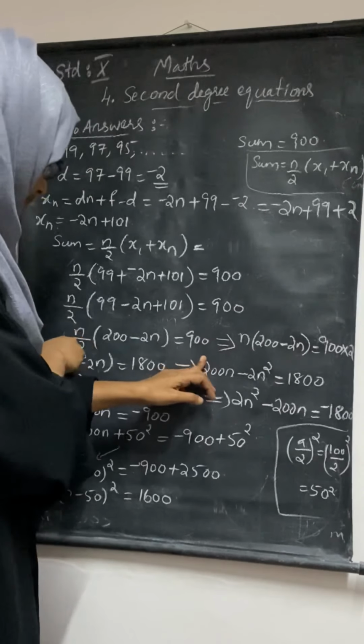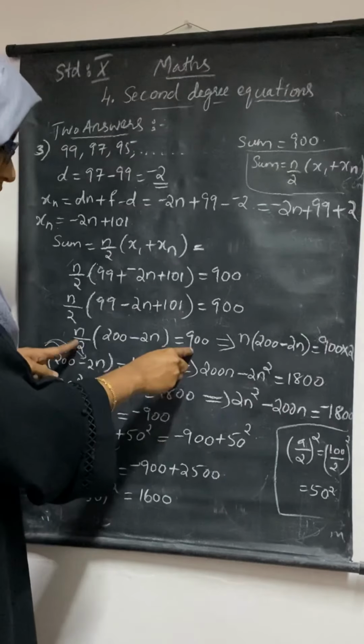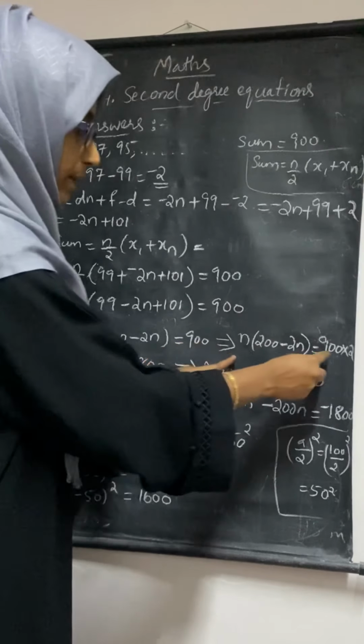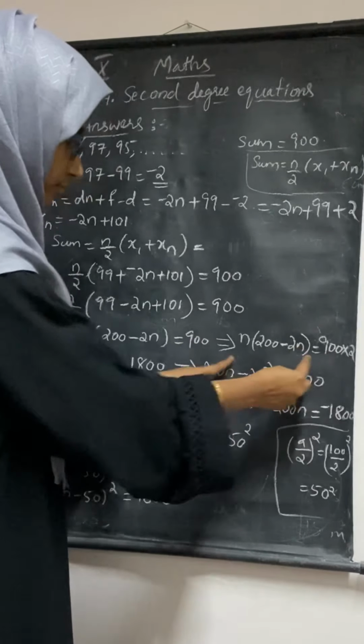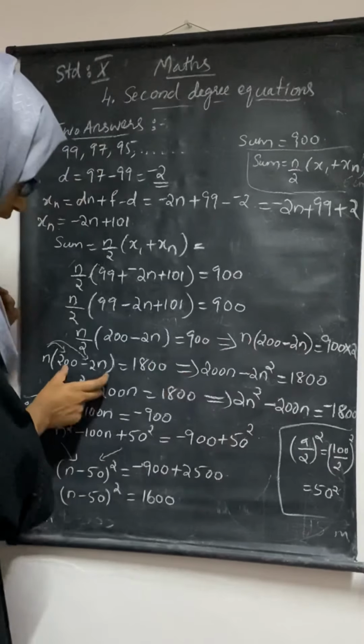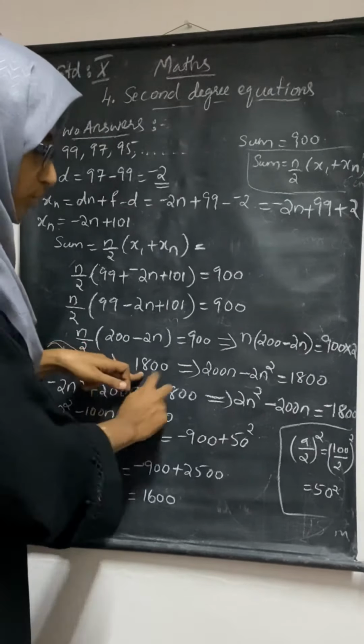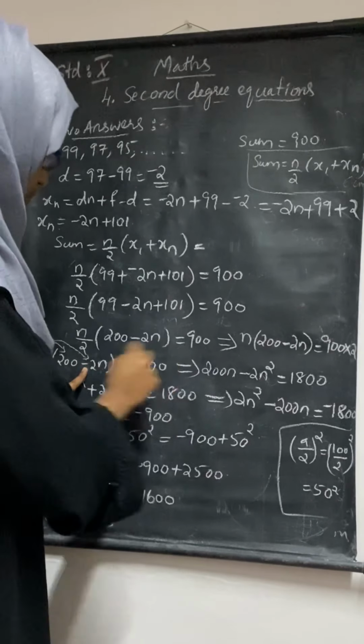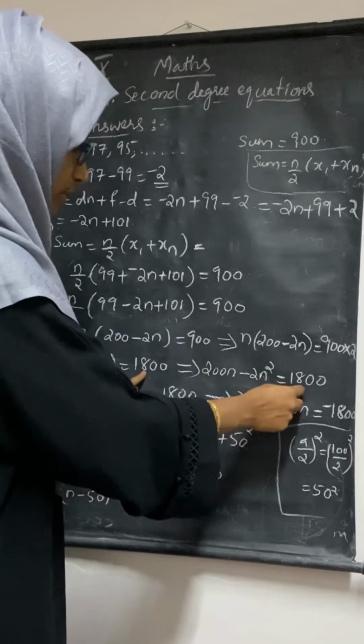So next, this division by 2 I am taking to the other side. Division by 2, when it comes here, will be multiplication: 900 into 2. Now 900 into 2 is how much? 1800. So this as it is you have to write, is equal to 1800. Now this n you have to multiply inside: n into 200 is 200n, minus 2n square. 2n into n is 2n square, is equal to 1800.